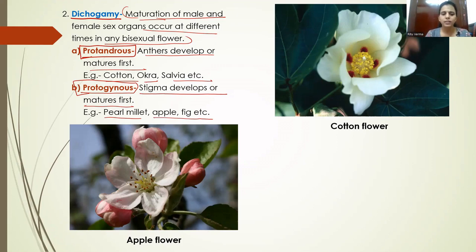Here you can see this is an apple flower, and in this apple flower we have stigma as well as anther. Both male and female reproductive organs are present. And this one is a cotton flower. In the center you can make out the stigma, style and ovary, and there are so many anthers and filaments. The number of stamens is more compared to the number of pistils.